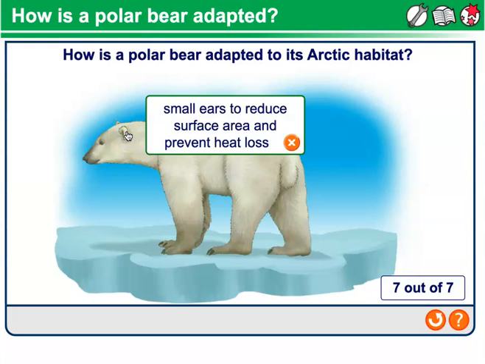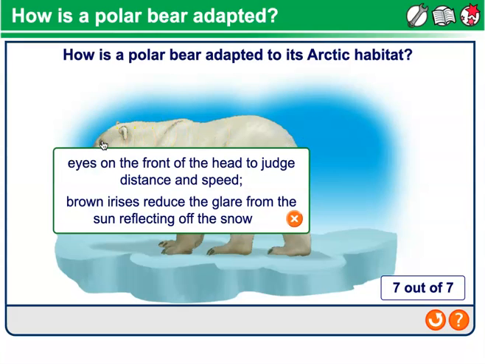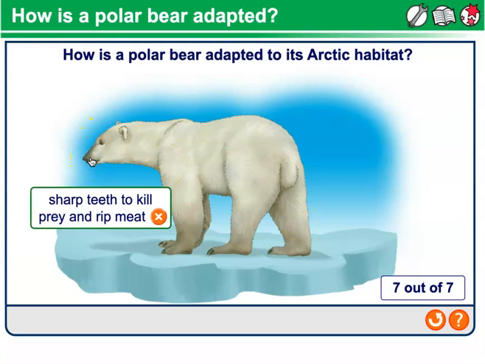They have small ears to reduce surface area and prevent heat loss. They have eyes on the front of their head to judge distance and speed. They also have brown irises, which reduce the glare from the sun reflecting off of the snow. And finally, they have sharp teeth to kill prey and rip apart meat.